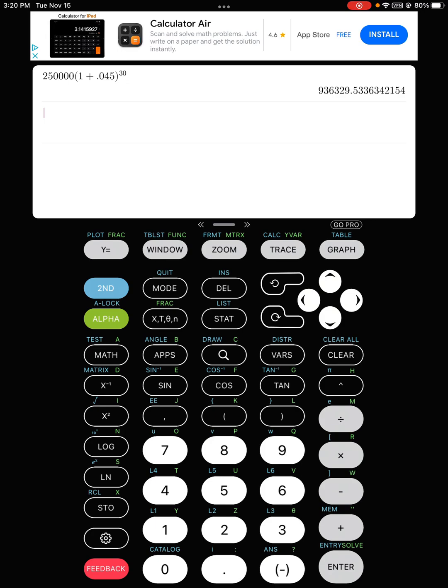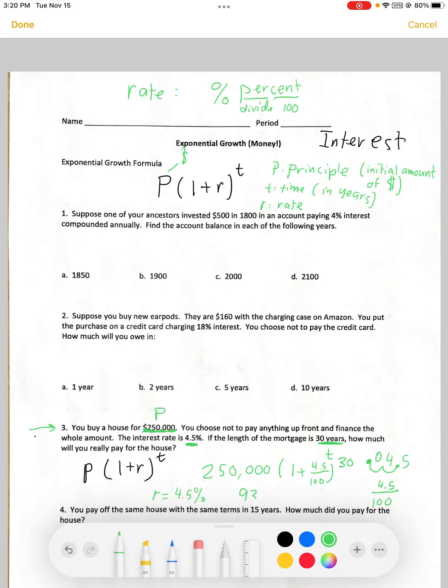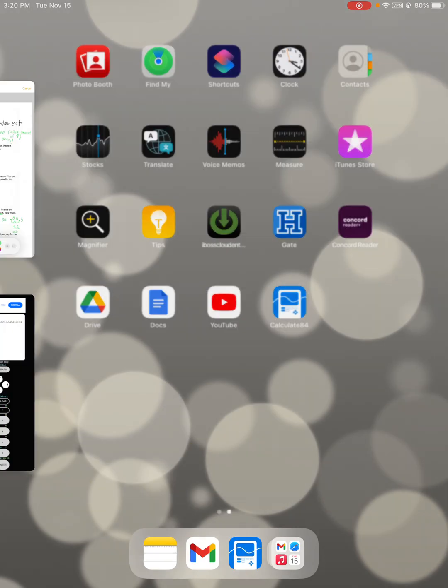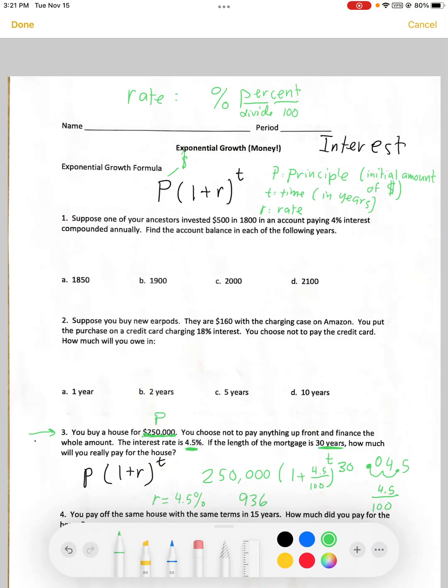Meaning, by the time you are done paying off your mortgage, you will have paid $936,329.53. So that is our answer. Let me double check what it was. 329.53. Make sure you have your money sign. Just put a box around your answer. Meaning, by the time you're done paying your mortgage, you have basically paid $1 million.